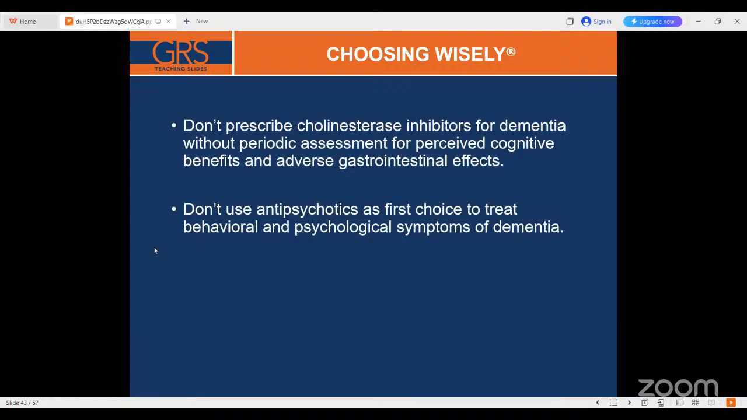Lastly, don't prescribe a cholinesterase inhibitor for dementia without periodic assessment for preserved cognitive benefit and adverse gastrointestinal effects. Don't use antipsychotics as a first choice to treat behavioral and psychological symptoms of dementia.